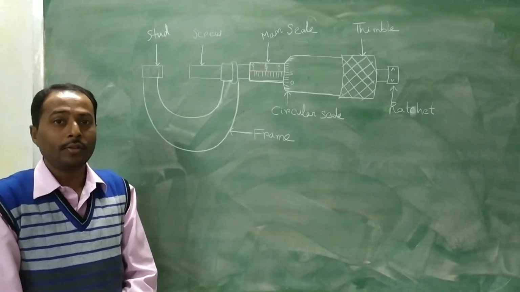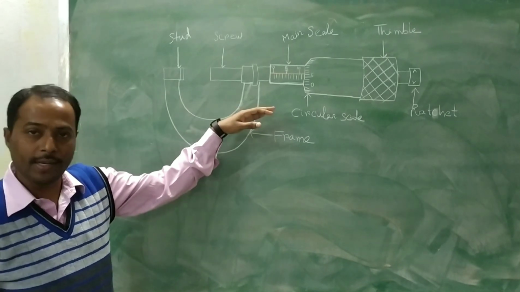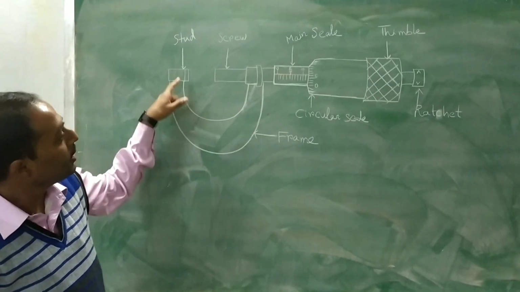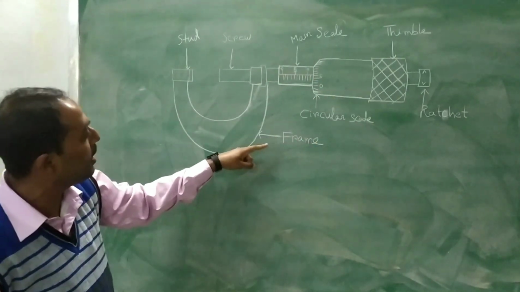Hello students, today I will discuss the screw gauge. The screw gauge is a basic instrument, like vernier calipers, in the physics laboratory. This is the picture of the screw gauge. The different parts of the screw gauge I have already mentioned.